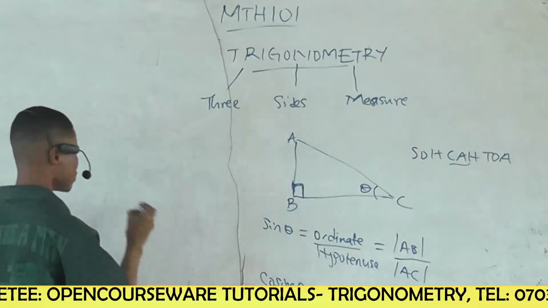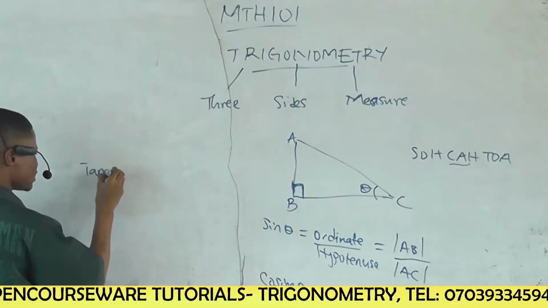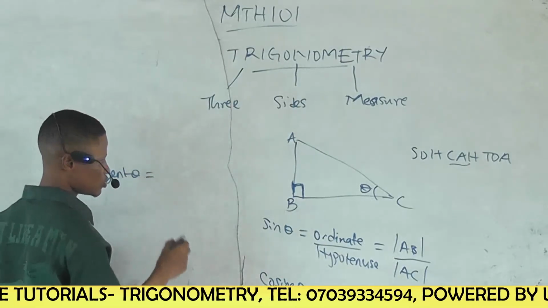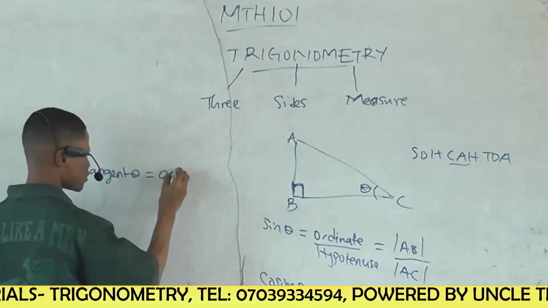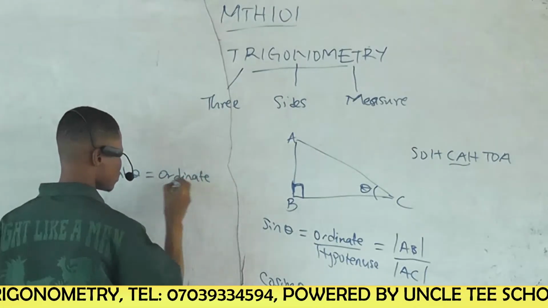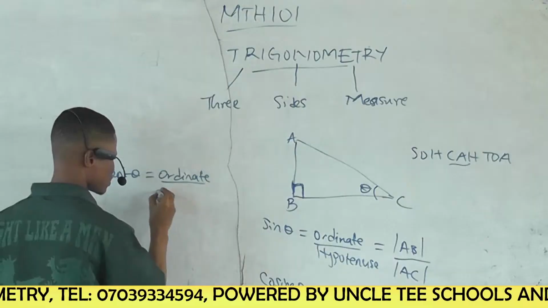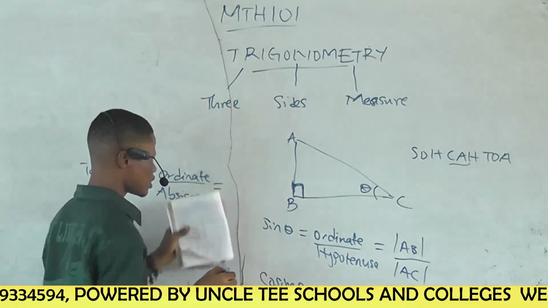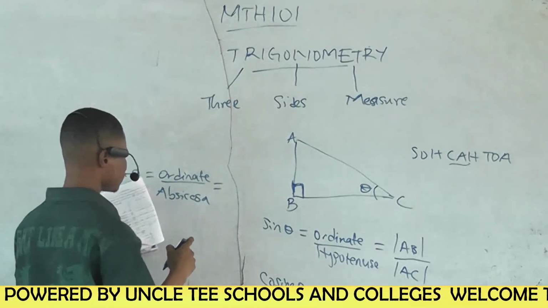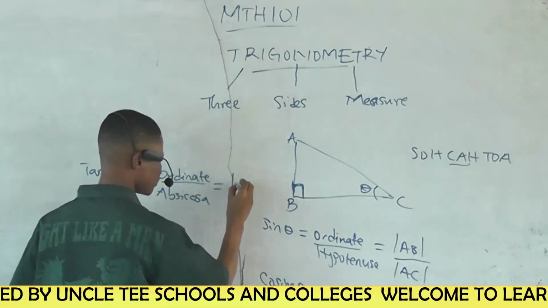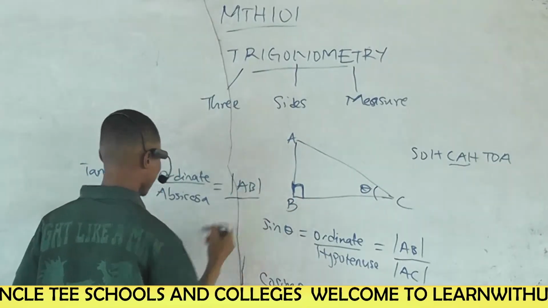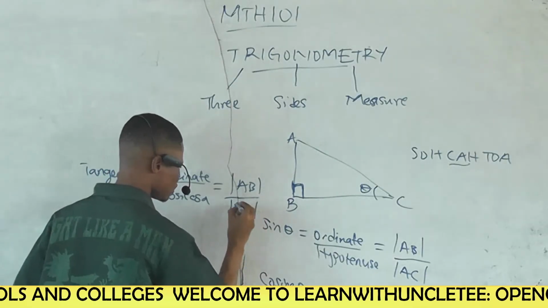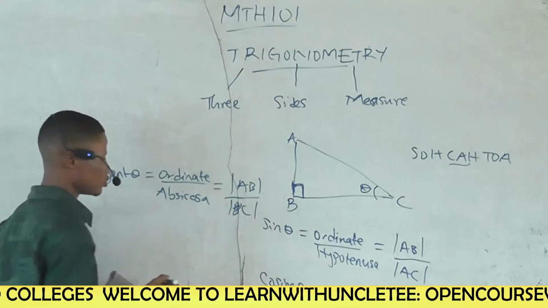Then we move to tan theta, which is the tangent. Tan theta is equal to ordinate over abscissa, which is line AB over line BC. So these are the trig ratios in trigonometry.